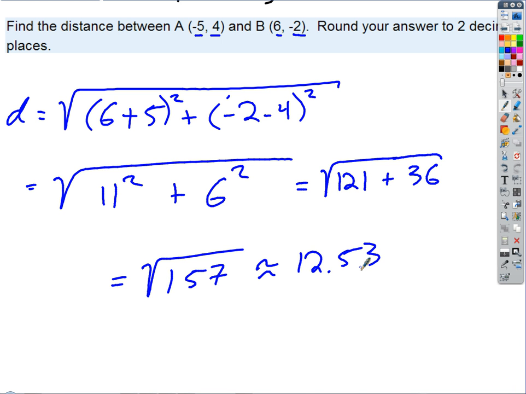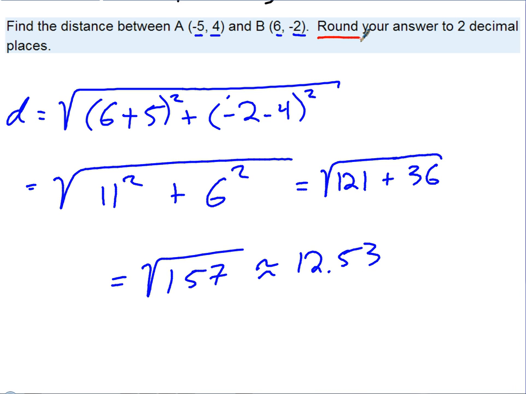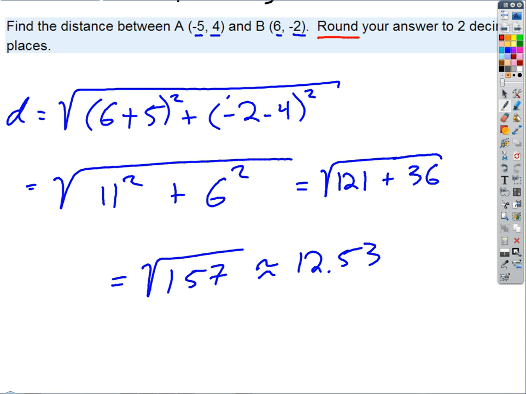Now, is that answer exact? No, it's not. It's rounded, isn't it? It told us to round the answer. It's not exact. Okay, it is rounded. If I want an exact answer, I've got to do something a little different. Now, any questions on this? Does that make sense what we did?